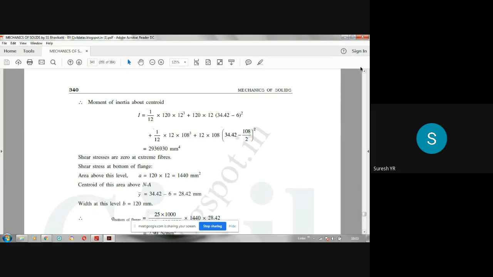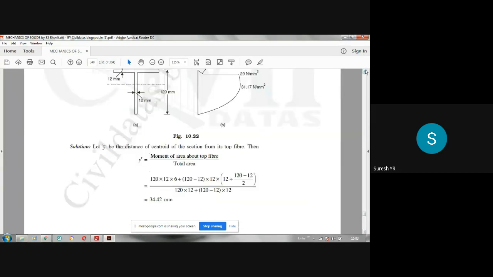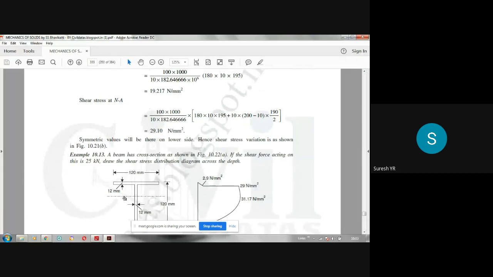Once again, you have to apply the parallel axis theorem. Now, be careful here. This is the neutral axis. About this neutral axis, I want the moment of inertia. So the formula is bd cube by 12 for these two rectangles plus area of that rectangle multiplied by the distance of CG of that rectangle from the neutral axis. Now, let us see here. This is the top flange. Let us calculate the moment of inertia of this top flange about the neutral axis, which is bd cube by 12, 120 into 12 cube divided by 12.